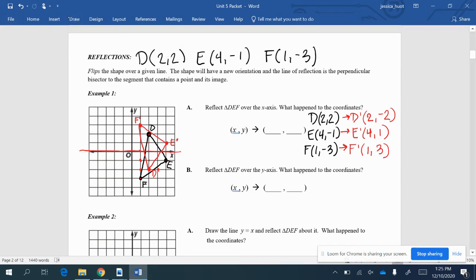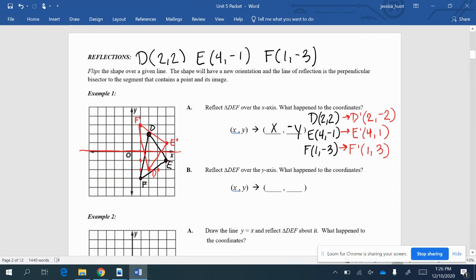So if we look and compare our points here, 2 stays the same, and then our y value 2 became negative 2. 4, 4, and then negative 1, positive 1. 1, 1, negative 3, positive 3. So here it looks like our x's stay the same, but our y value changes sign.